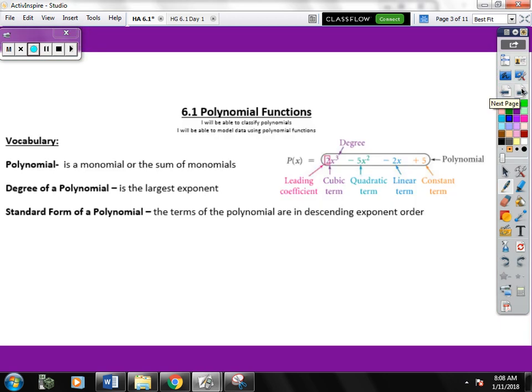So chapter 6 is all about polynomials. Chapter 5 was all about quadratics. Everything was something squared. In this chapter, we're going to see cubic functions, quartic functions, quintic functions, raised to a higher power. We're also going to be solving them.